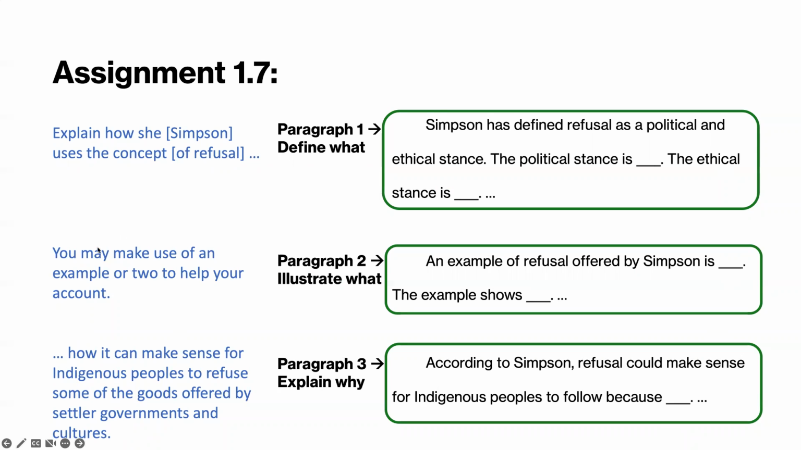You may make use of an example of your own. I think that's a separate part. And how can it make sense for Indigenous people to refuse some of the goods offered by settler governments and cultures? I think that's a different part. So now you have three parts.